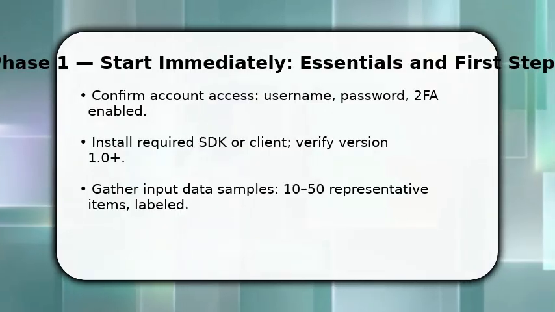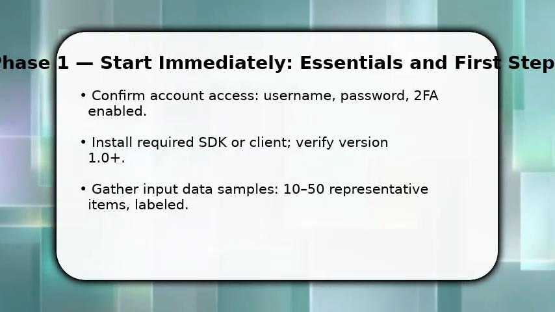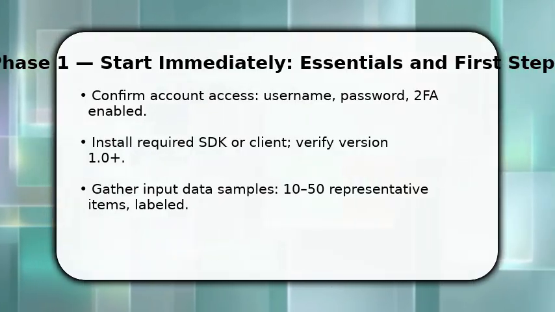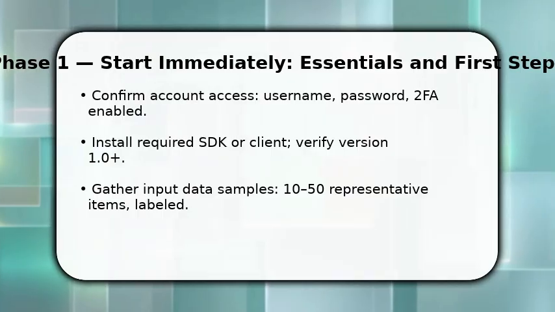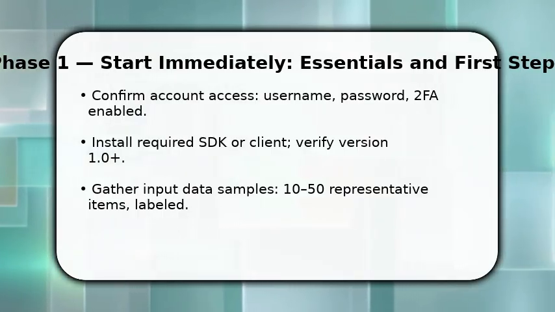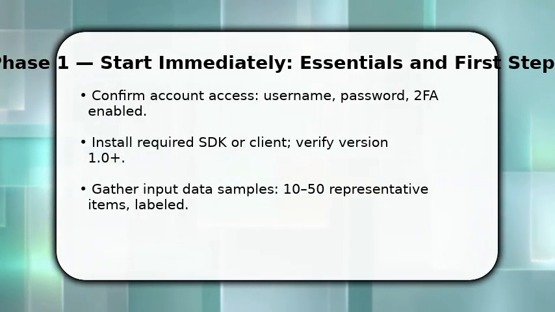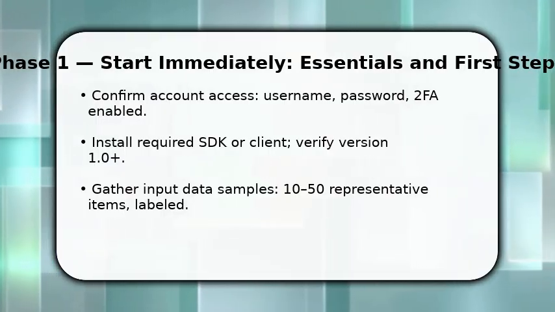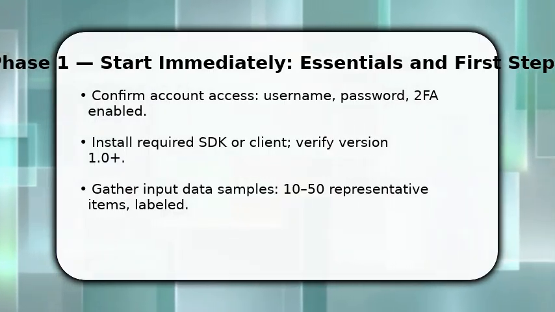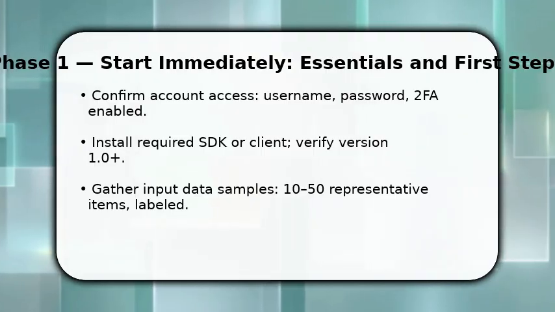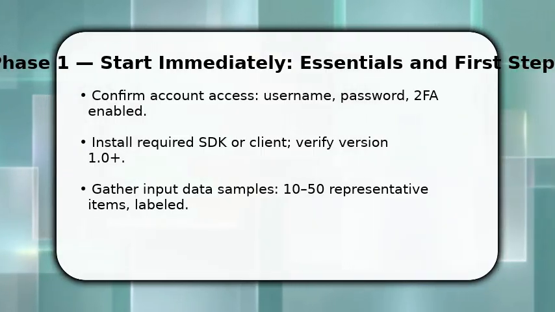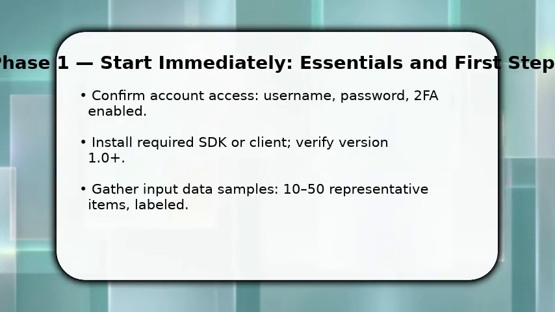You start by ensuring the essentials are ready. Account credentials and two-factor authentication. This prevents lockouts. Once done, install the official SDK or client and confirm it's version 1.0 or newer because compatibility matters. Make sure to collect 1050 representative input samples and label them consistently so training or testing is meaningful.